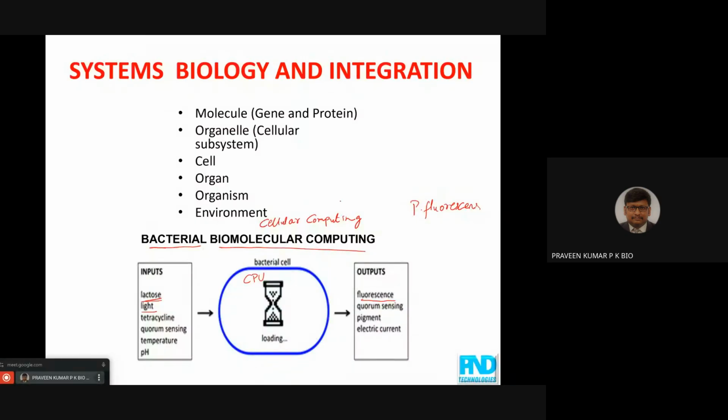Like this, we can see quorum sensing and the production of electric current. Even bacterial cells can produce electric current, which depends on the temperature and pH in which we grow these cells. Other than that, as I mentioned, we can study this kind of computing in the form of molecules, which can be a gene or protein. Instead of a bacterial cell, we can also use an organelle or an organism. Everything we can study. Whatever we study is a part of cellular computing, and of course cellular computing is a part of the systems biology integrated model.